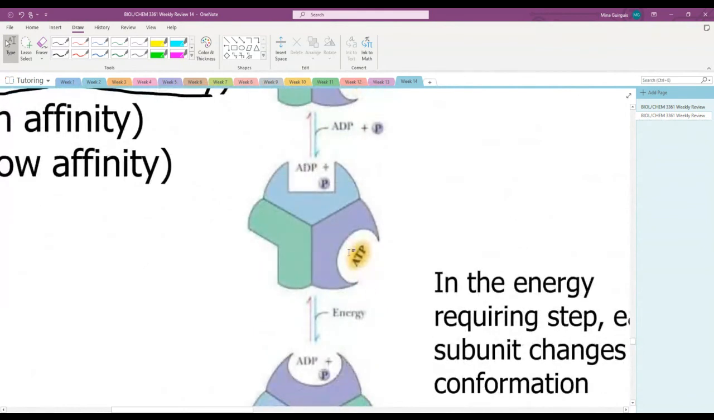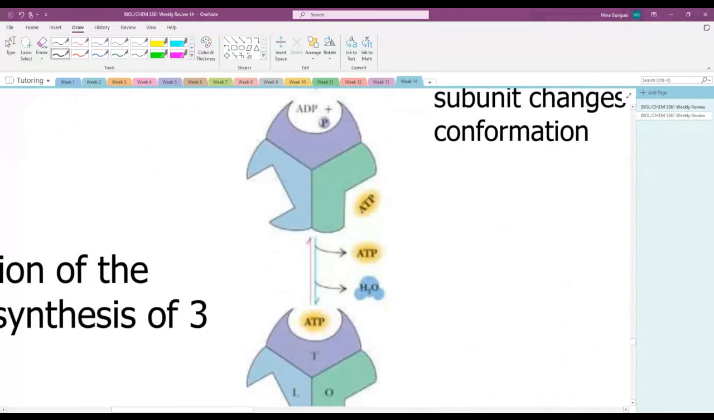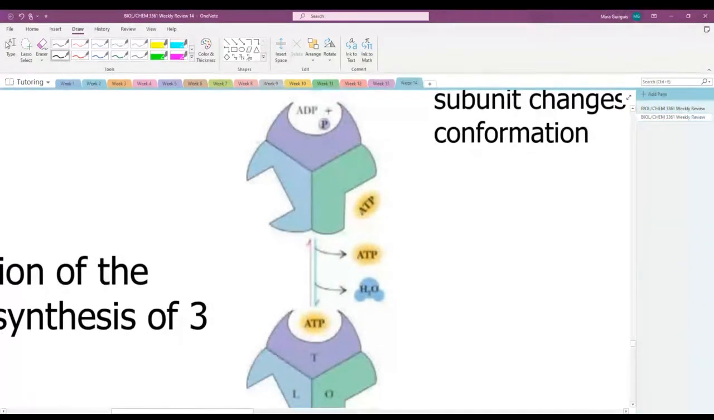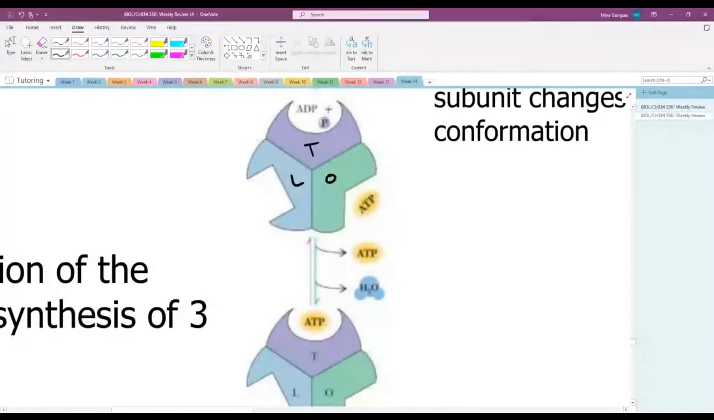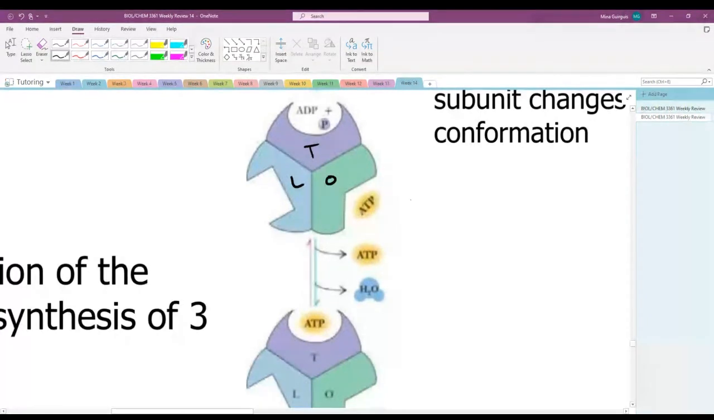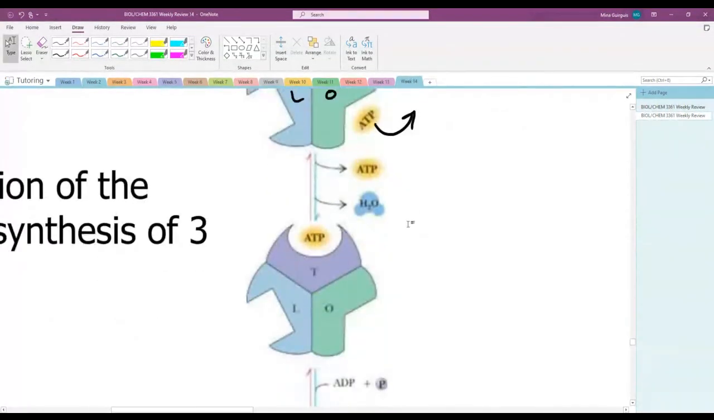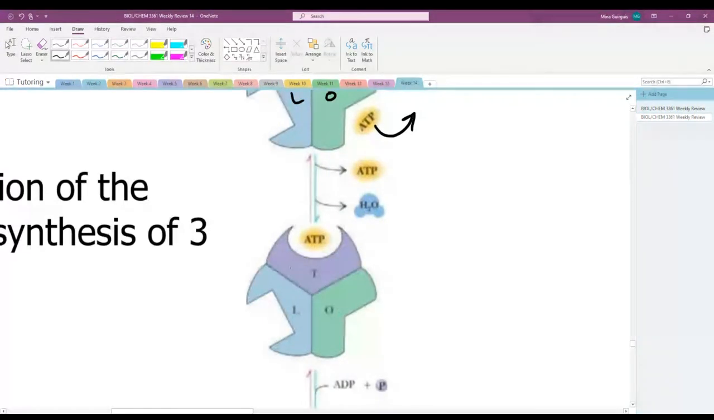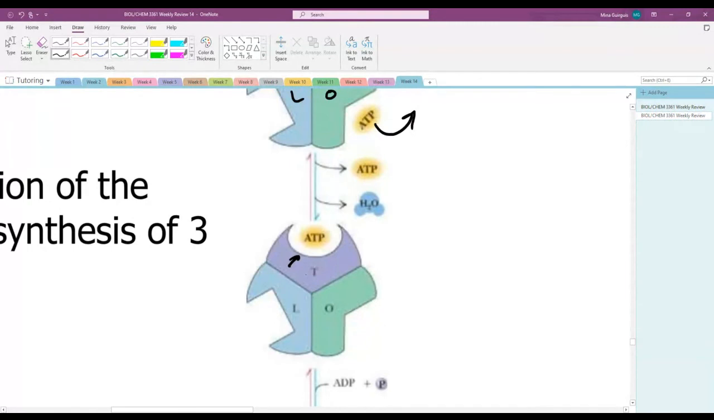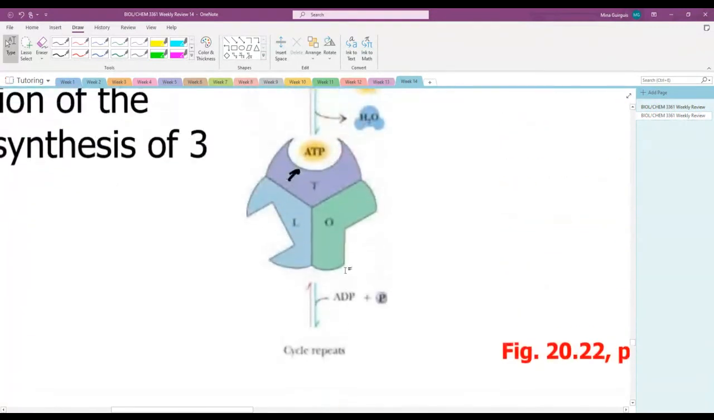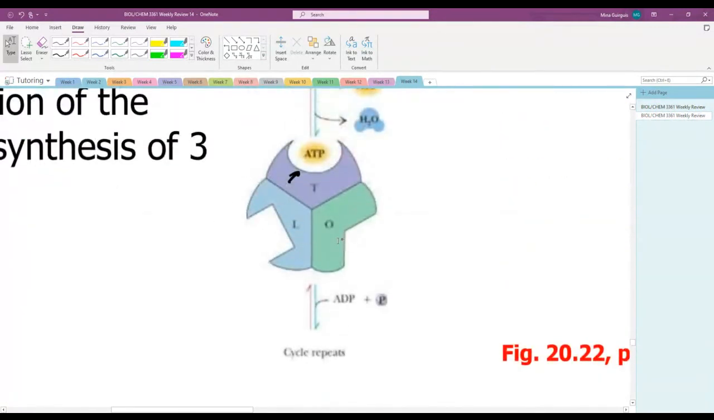So with some energy, now rather than this top one being the loose one and this one being the tight one and this one being the open one, this becomes the new tight one, this becomes the new loose, and this becomes the new open. Well, the open subunit has a very low affinity for ATP, so this thing's going to leave, and through ATP synthesis, the tight subunit is going to react to convert the ADP that it had into an ATP, and once again, we get a conformational change and repeat.